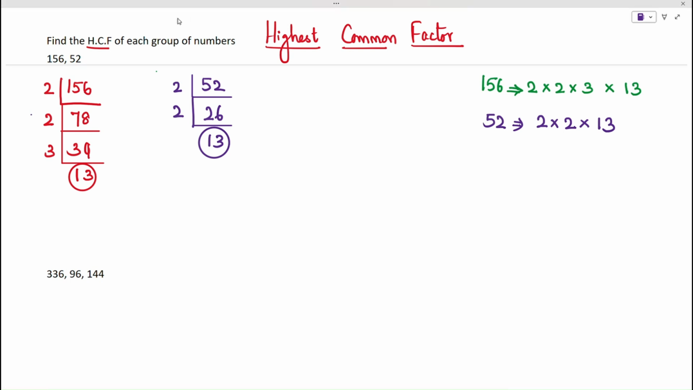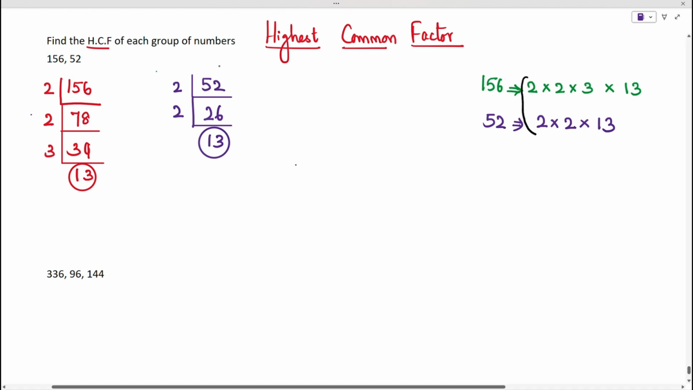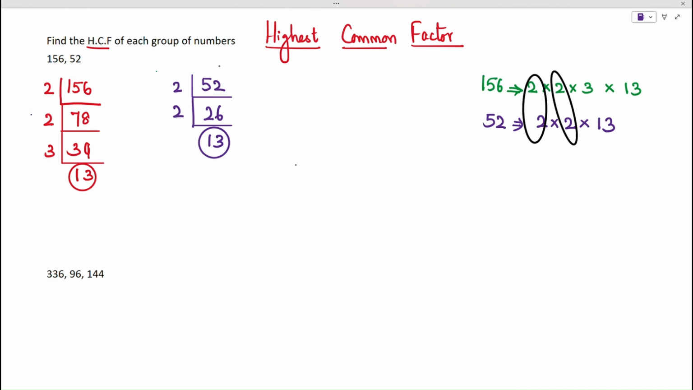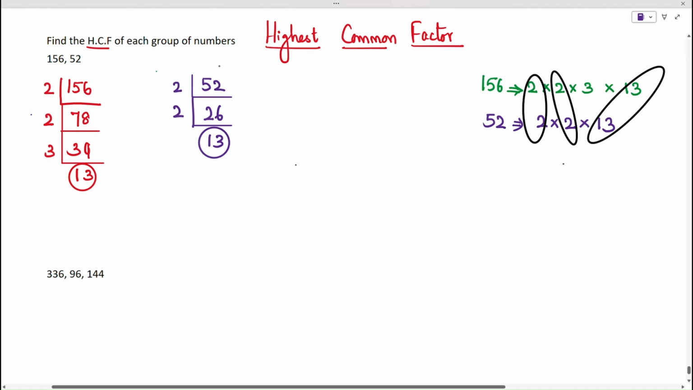What we're going to do now is compare each of the prime number multiplications. Any numbers that are shared, we're going to circle together. So we have the first 2 that is shared between both. Next we have the second 2. Now we can see that 156 has a 3 in it that 52 does not, so we're going to avoid this 3, and we're left with the 13 that we can also circle. So these are all the prime factors that are shared.